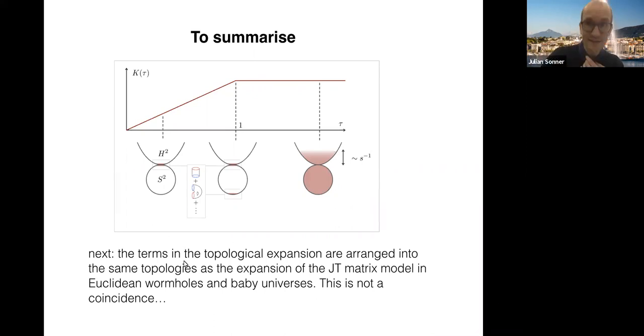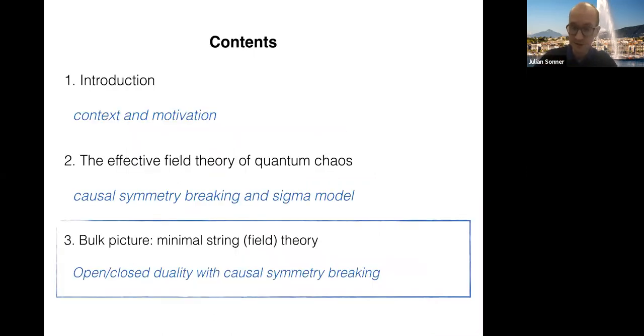Now, what I said, I really want to say it in words, basically. The terms in this topological expansion are arranged into the same topologies as the expansion of the JT matrix model, which were there interpreted as Euclidean wormholes and baby universes. And in fact, we showed in our paper that this is not a coincidence. I believe you can tell this story also in JT, but we instead told this story in minimal string theory.